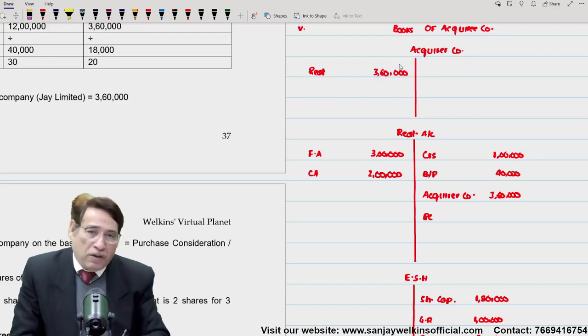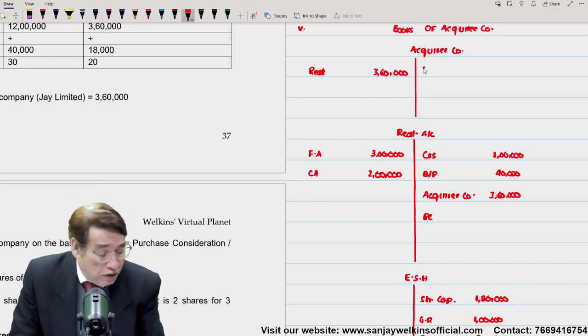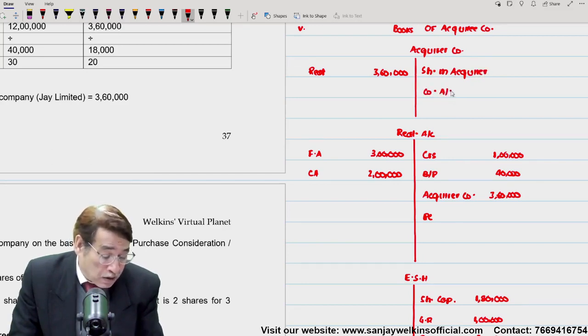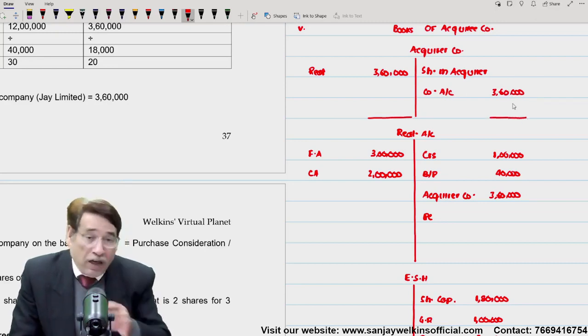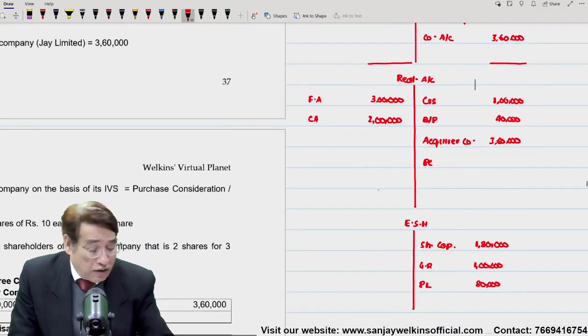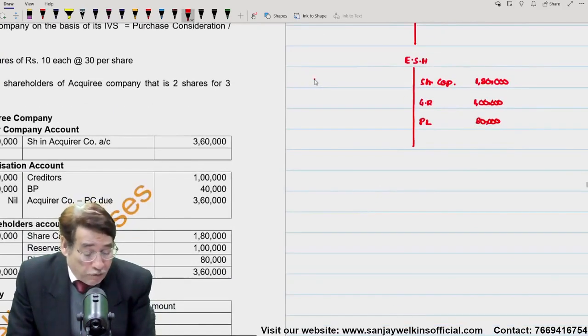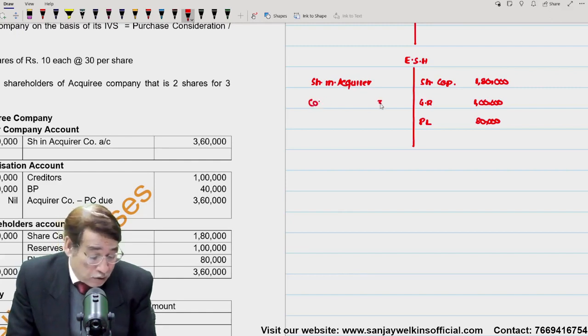This time the entire purchase consideration is being discharged by way of shares. So I will write here by shares in acquirer company account, that is equal to 360,000. No doubt this account now will get closed, and because we are not receiving any cash, so no question of posting it. We are receiving only shares, so shares will be posted to the debit side of the equity shareholders account. Shares in acquirer company account is equal to 360,000.